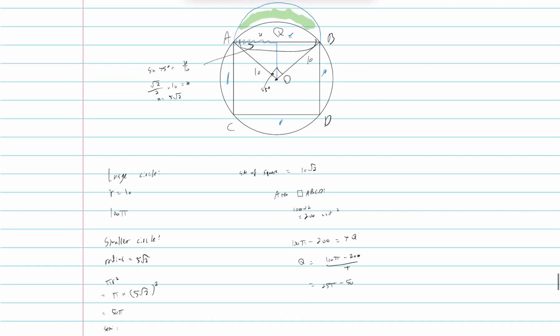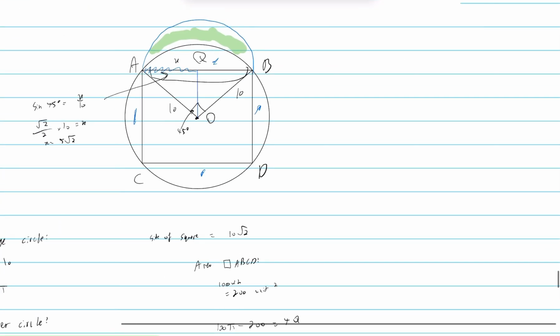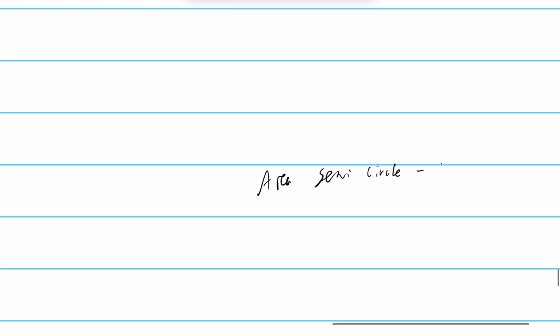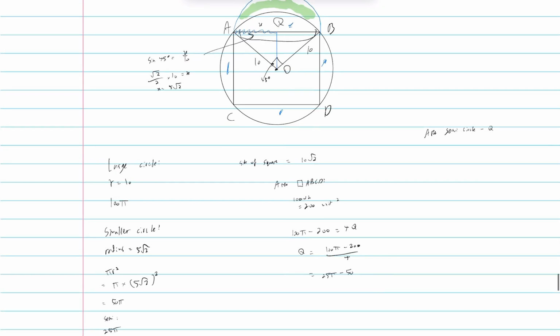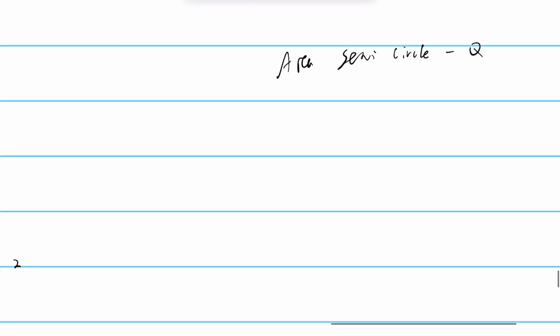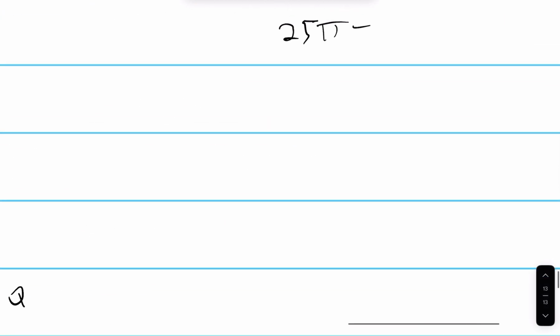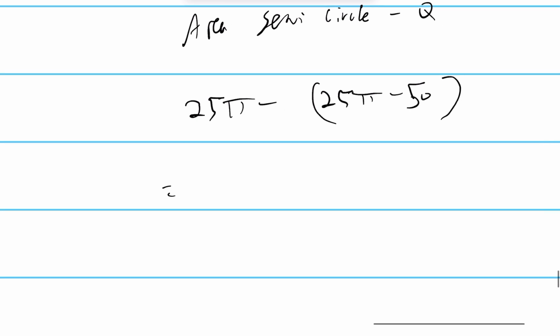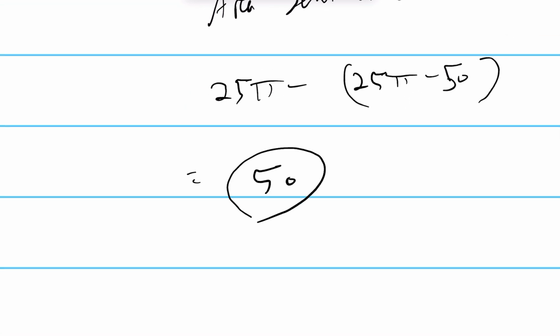And remember, all we have to do now is take the area of the semicircle minus q. The area of the semicircle is 25 pi, so 25 pi minus (25 pi minus 50). And wow, they cancel out. Isn't that crazy? These become positive, so you're simply left with 50.